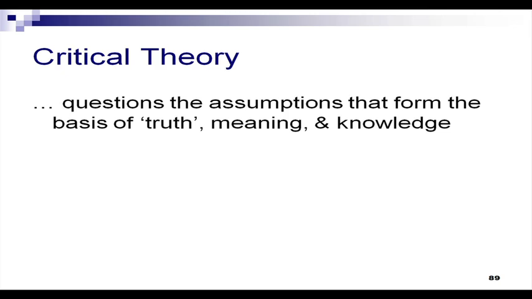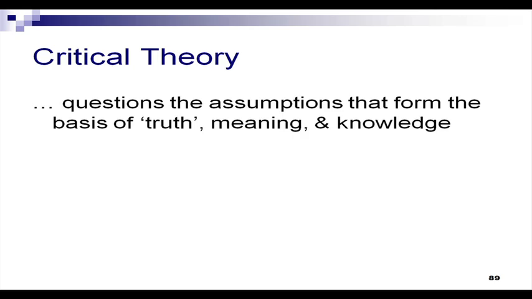At the very core, critical theory questions the assumptions that form the basis of truth, meaning, and knowledge. It critiques, it tries to find out how these decisions regarding the most appropriate meaning were made. It questions what the basis was for the arrival at certain meanings, certain interpretations, certain constructions. That is what critical theory at the very core does. That's why it's called critical theory.